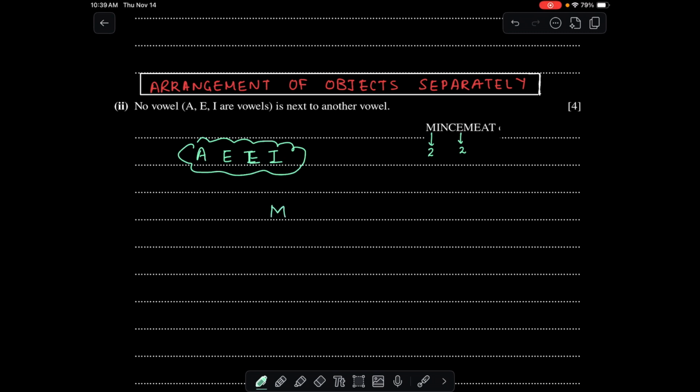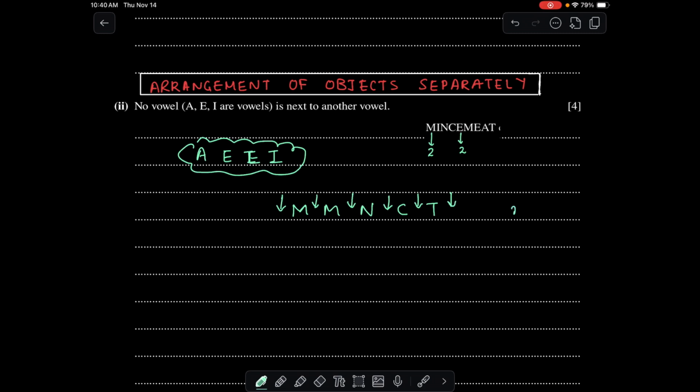M, there are 2 M's, there is an N, C, T. So basically a vowel should not be next to another vowel. This means that they should go into these gaps.